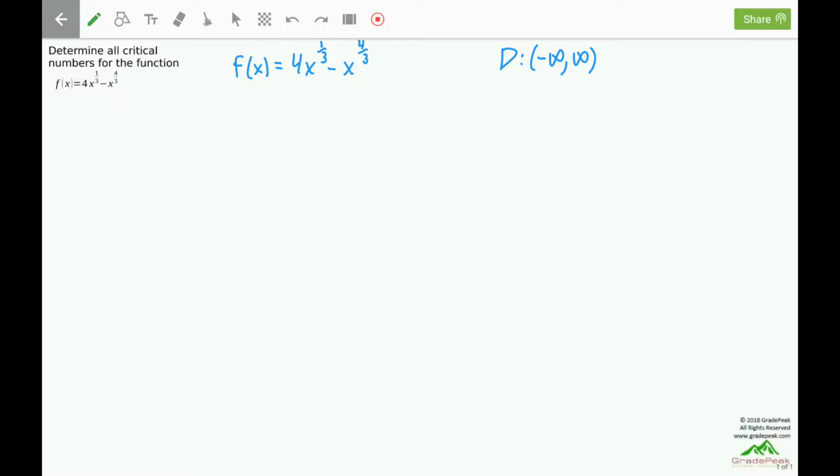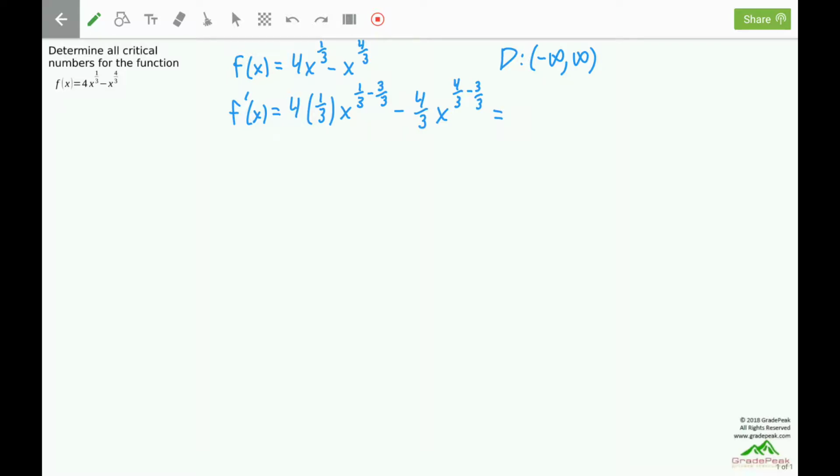The next thing to do is find the derivative. F prime of x equals, the first term is power rule. We'll bring down the power, multiply it with the 4. Subtract 1 from it. I will call it 3/3. The second term is power rule. Bring down the power, multiply it with the negative 1. Subtract 1 from it. I will call it 3/3.